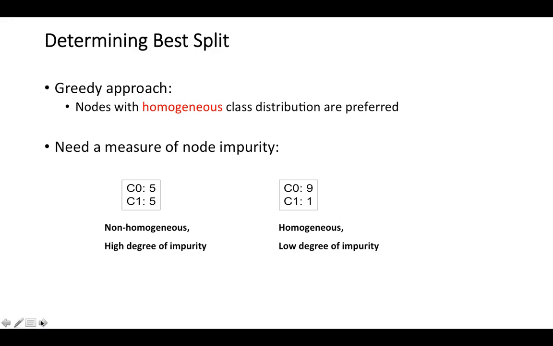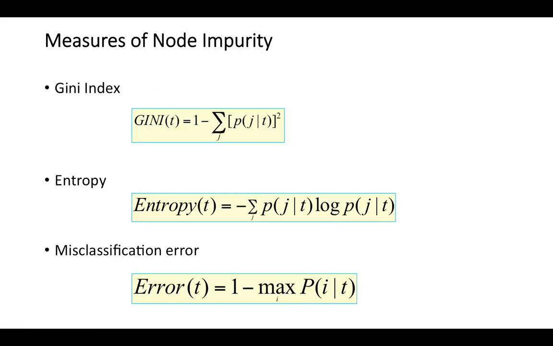So, for instance, if you have a node here with class 0 as 5 and class 1 as 5, this is highly non-homogeneous. Whereas if class 0 is 9 and class 1 is 1, it is highly homogeneous, because almost all of this belongs to class 0. You can't say something like that here. So at every step, we need to find the measure of impurity. There are several measures for impurity. The famous ones are the Gini index, entropy, which is based on the physics concept of entropy, and also misclassification error.